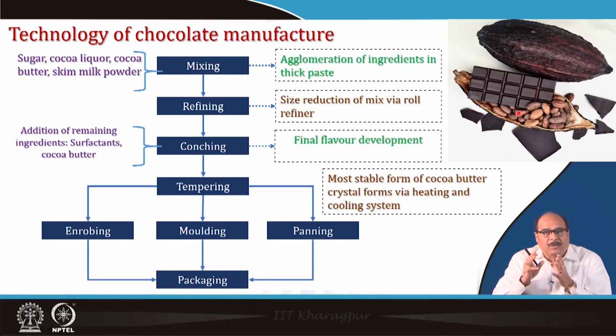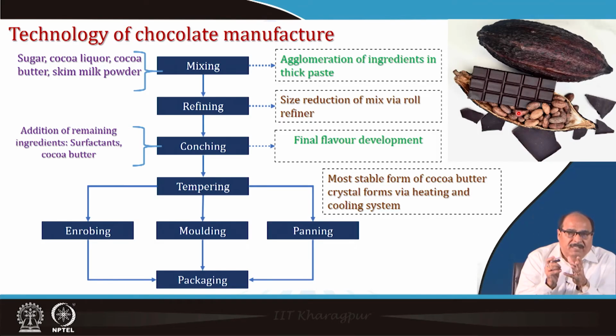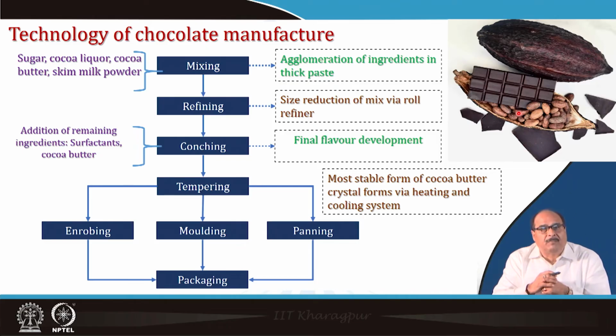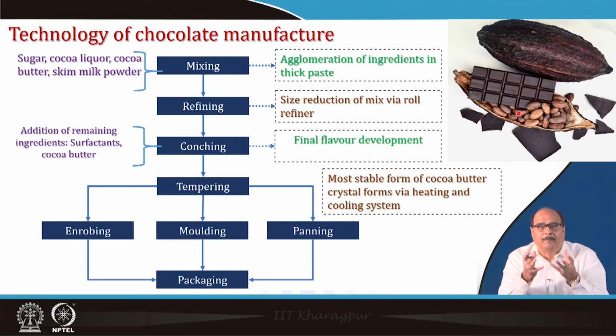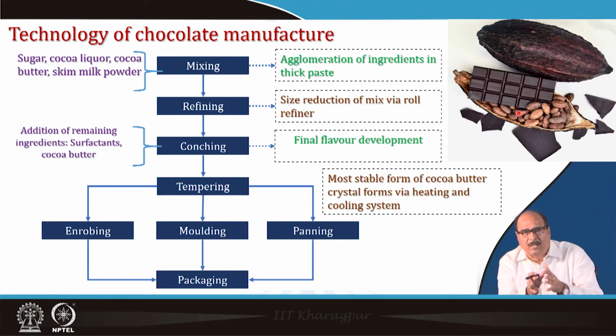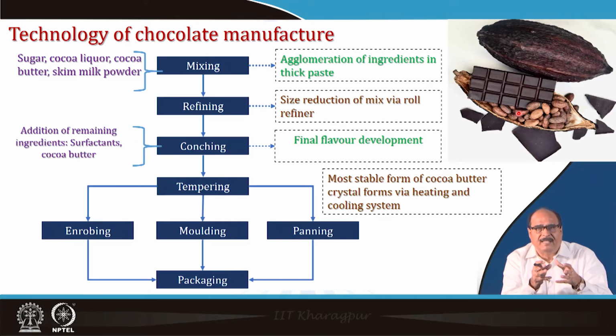Okay. So, the process of chocolate manufacture, the technology of chocolate manufacture, includes the mixing of the ingredients like sugar, cocoa liquor, cocoa butter, skim milk powder, etc. And after mixing you get agglomeration of ingredients, and a pliable thick mass is obtained at this stage, and then this mass is sent next for the refining, where the size reduction of the mix takes place by a 2-roller refiner or 5-roller refiner.